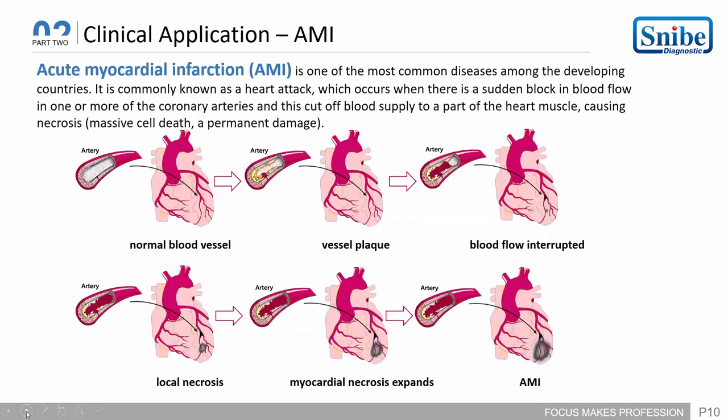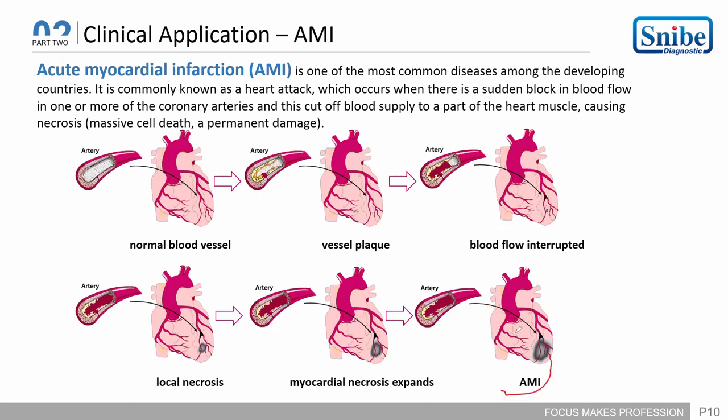If you go for acute myocardial infarction, as you know, here these are the normal blood vessels, and these are the vessels with plaque, and the blood flow is interrupted in this artery. Then the local necrosis due to the artery may lead to blockage, and then the myocardial necrosis expands, which leads to acute myocardial infarction.